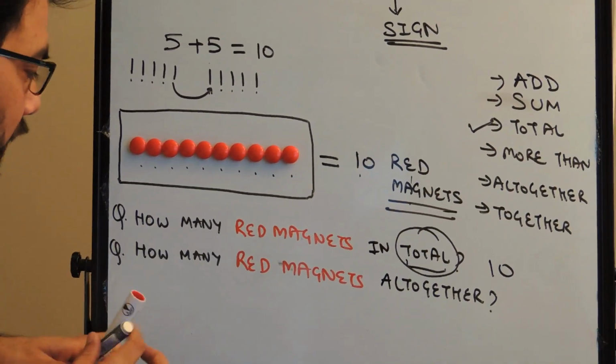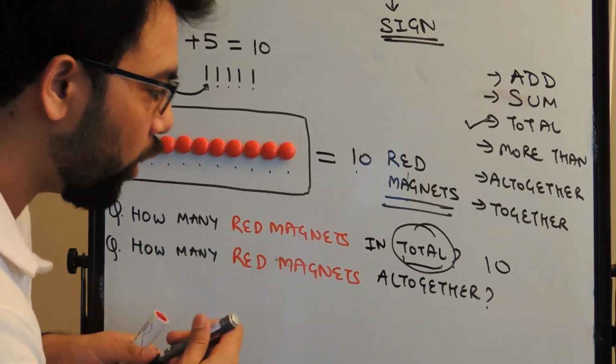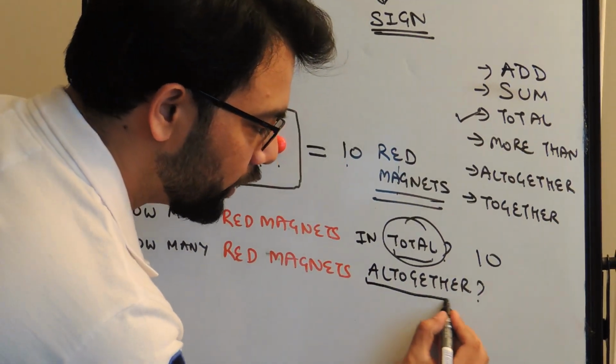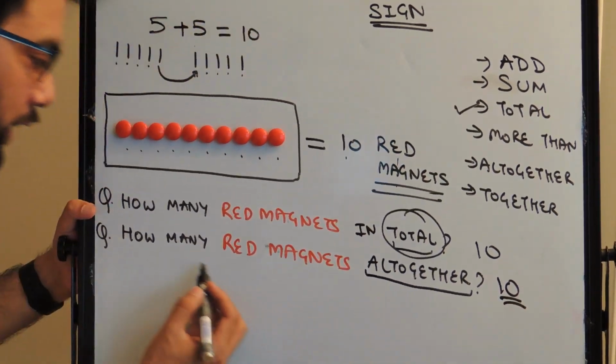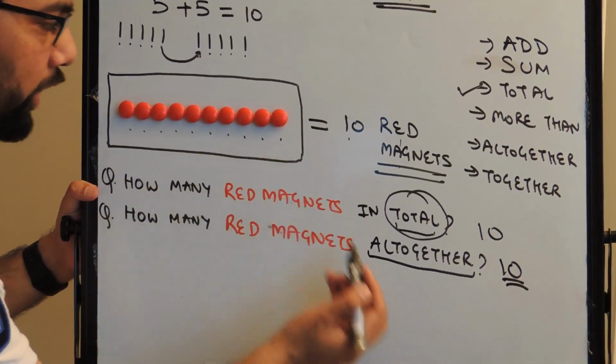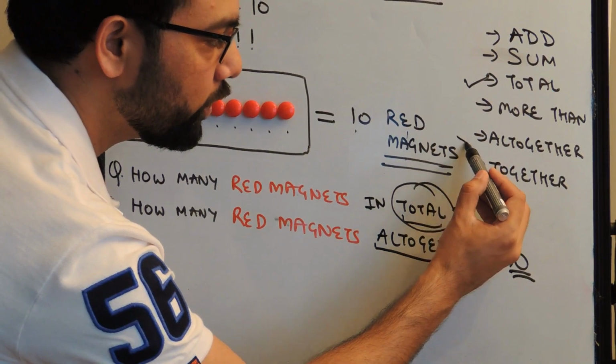Okay, so the next question is, how many red magnets all together? So now the word we have is all together. 10. Yes, that's it. We do have the red magnets, right? Total, all together, how many? 10. And which word do we use?